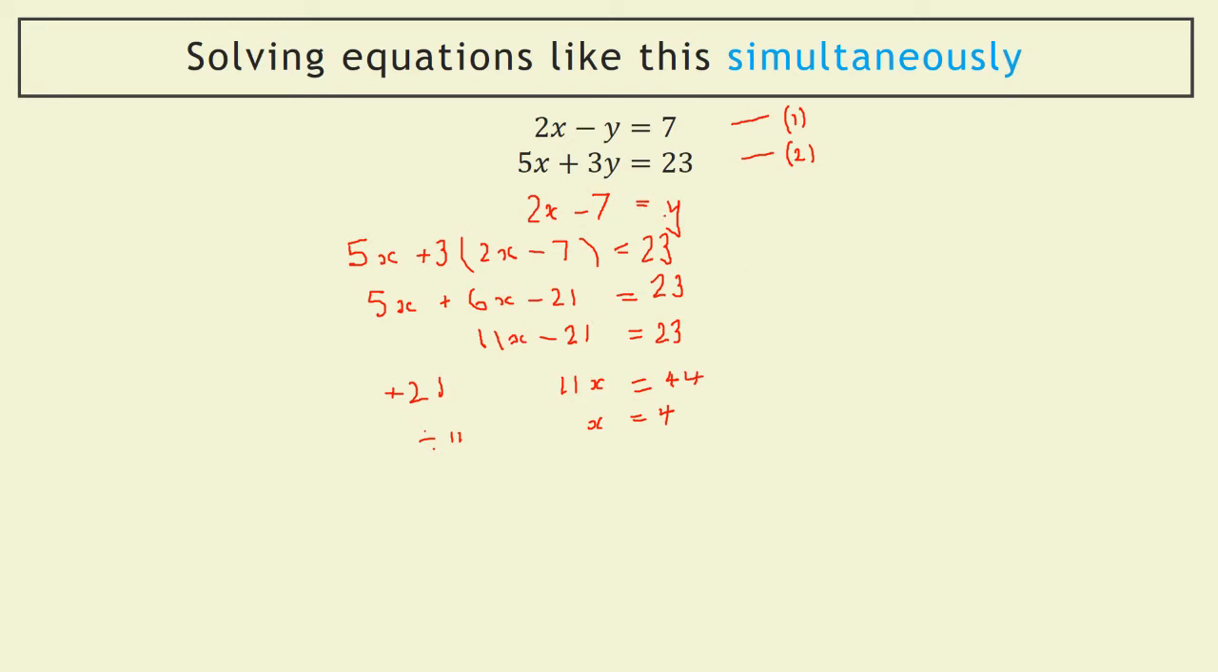Yeah? Now I am going to use this bit. I'm going to bring it down here. I have an equation that says y equals 2x minus 7. Y equals 2x minus 7 is what that's telling me. So 2 lots of x, 8, minus 7, y is 1. X is 4, y is 1. Does it work in the second equation? Let's have a look. 5x plus 3y.